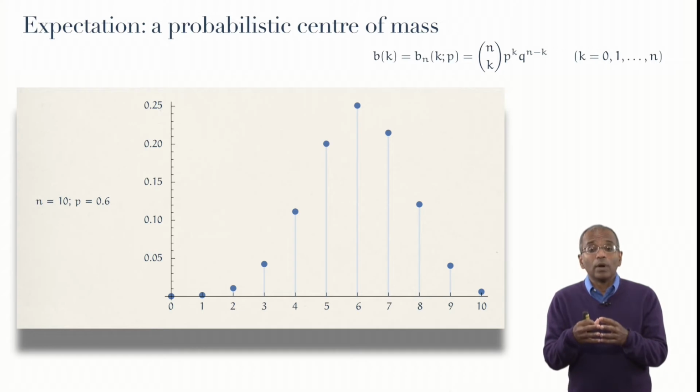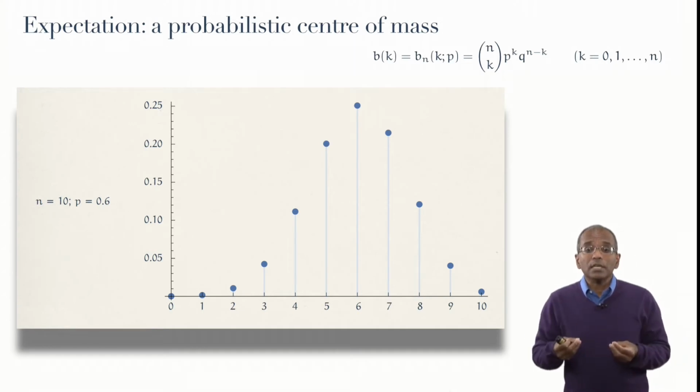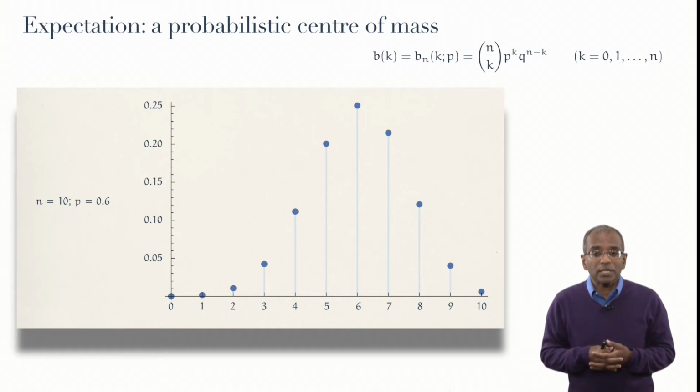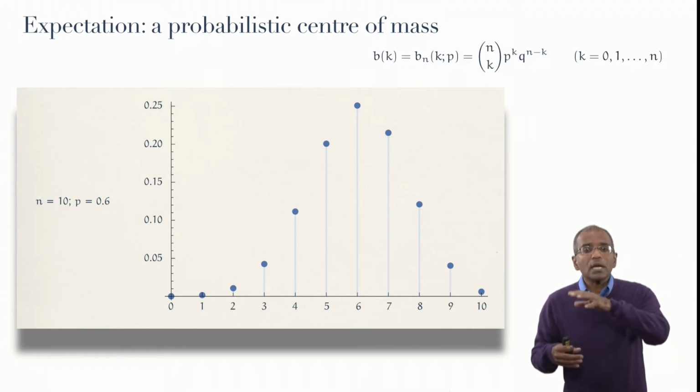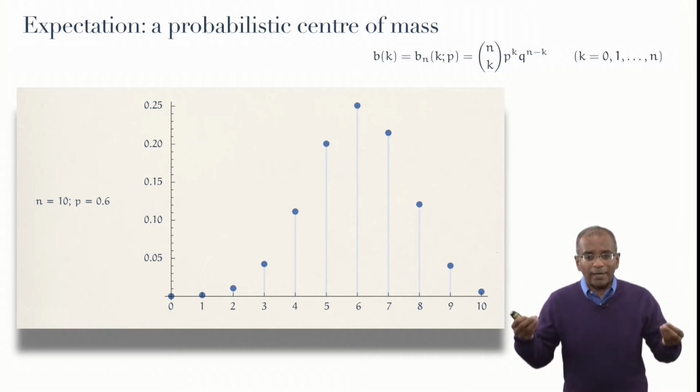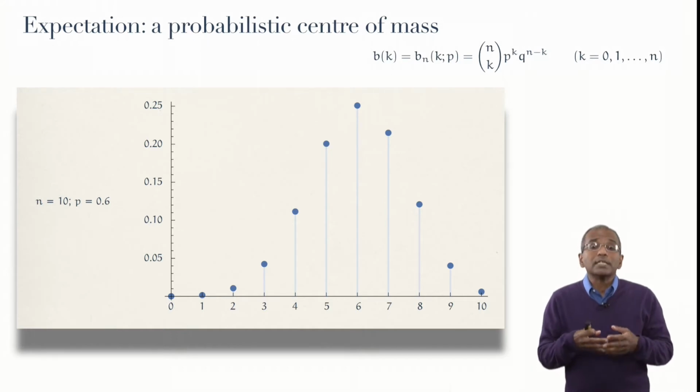Consider the setting where we have 10 trials, 10 tosses of a coin whose success probability is 0.6. The binomial probabilities are as shown in the figure. It is clear that there is a unimodal character, and the maximum value, the largest probability, occurs exactly at n times p, in this instance at 10 times 0.6 or 6.